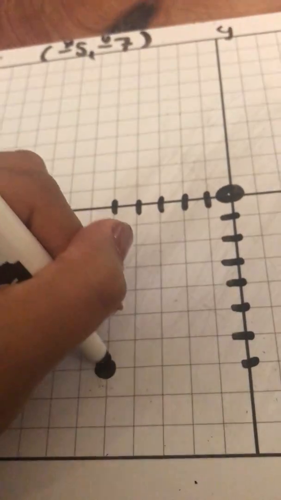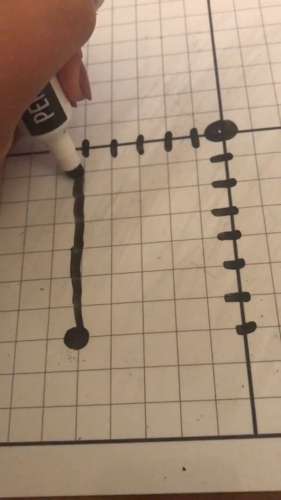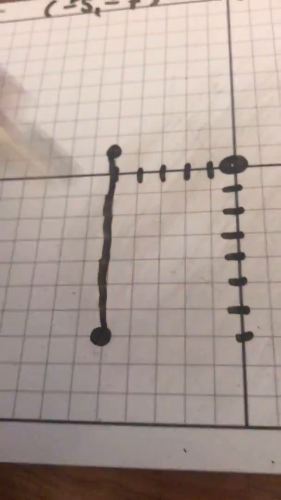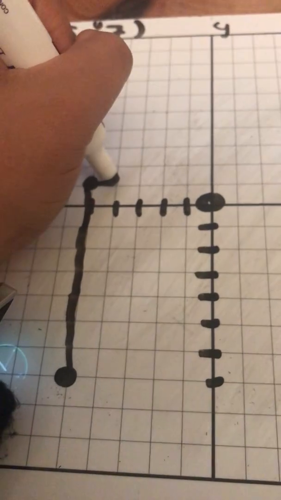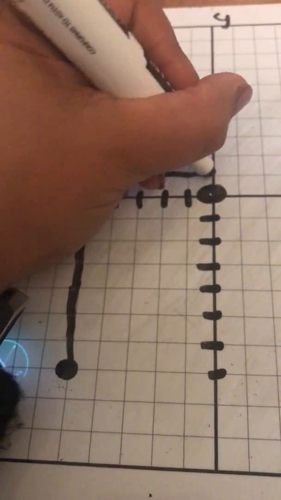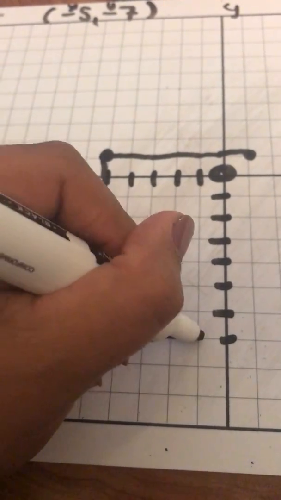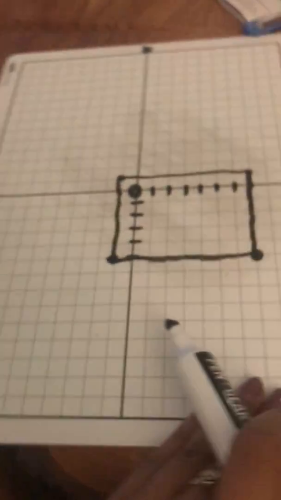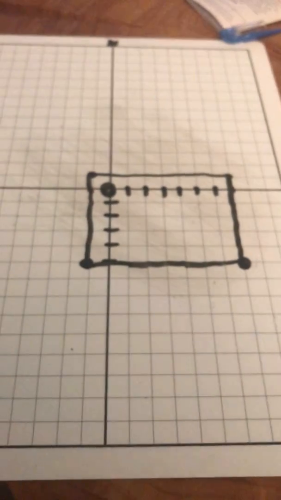Let's try that. 1, 2, 3, 4, 5, 6, 7, 8. Okay, that's one side. And then I have to go in this direction 6 times. 1, 2, 3, 4, 5, 6. All right, so then I have my rectangle. Looks a little bit different, but it's the same exact idea.